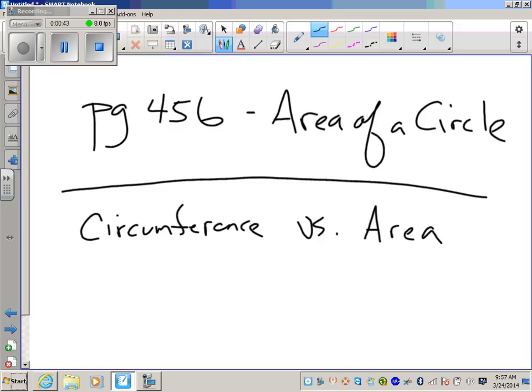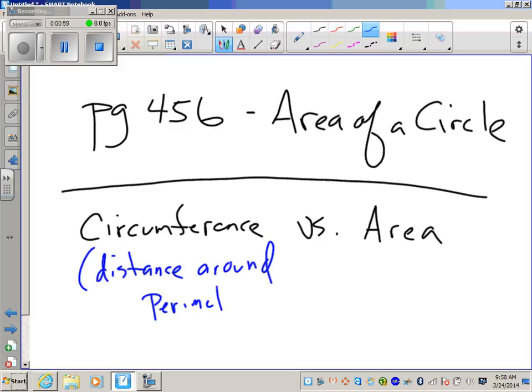What is circumference of a circle really measuring? It's like the distance around. We can even call that kind of like the perimeter of the circle. And when we label that, do we label that in square units or in just regular units? Regular units.